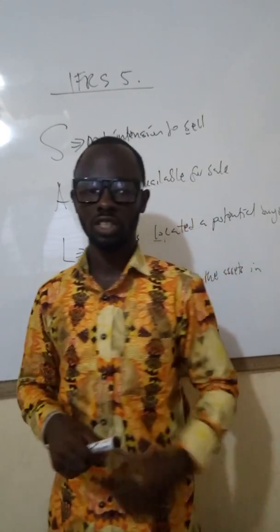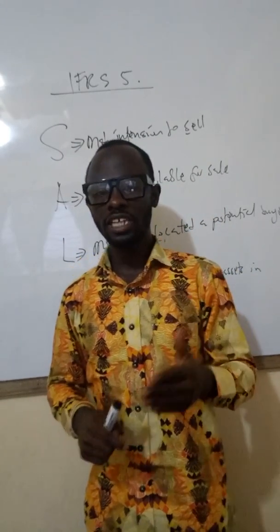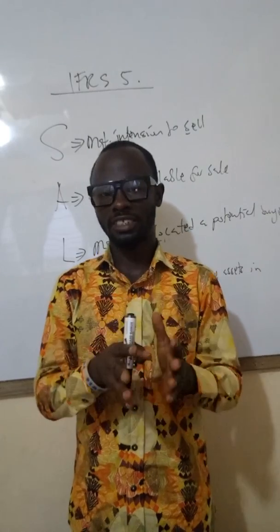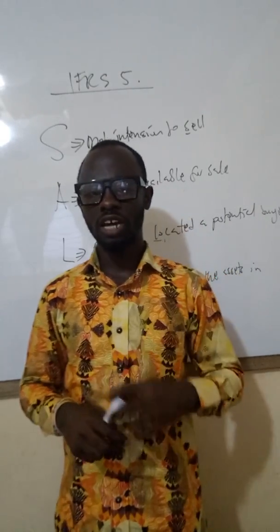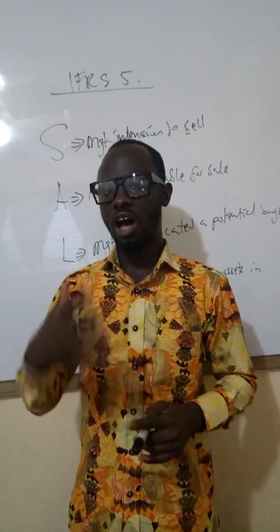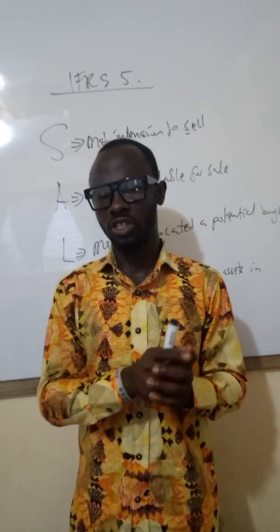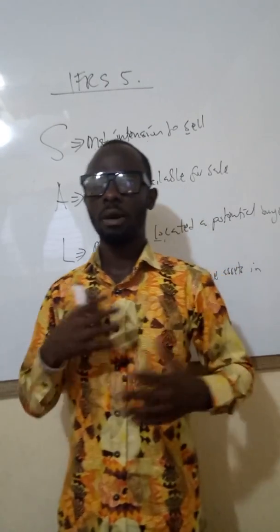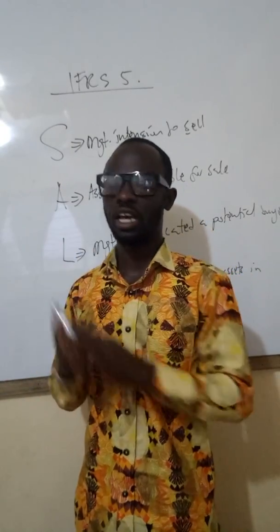So what I want to touch on in this video is IFRS 5. IFRS 5 has to do with assets held for sale and discontinued operation. So this is an accounting standard that is used to account for how organizations will recognize assets held for sale and discontinued operation. But before then, let me quickly tell you about what this standard is about.